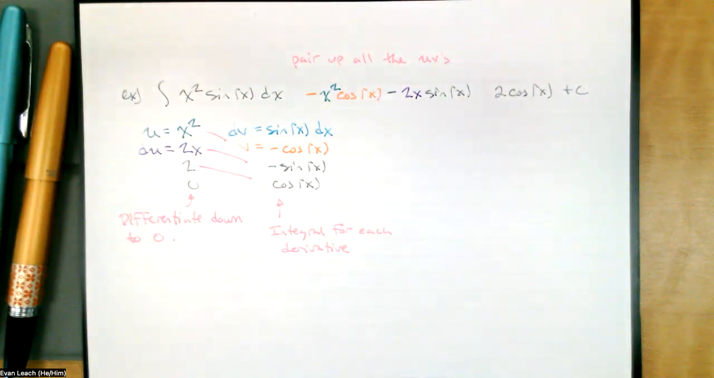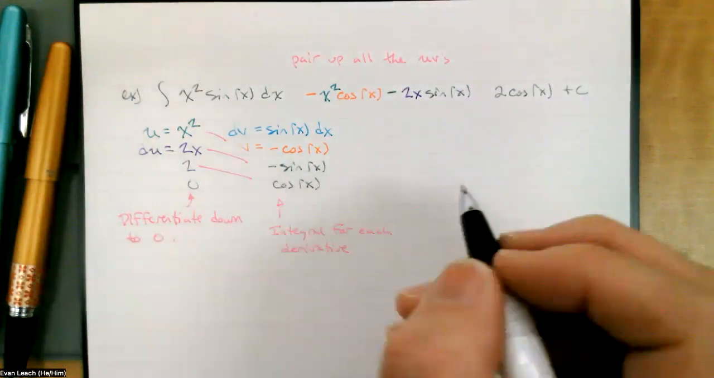Now remember the parts formula. You'll notice that I didn't fill in that last sign, and you'll also notice that it wasn't minus 2x sine x, it was plus 2x sine x. This is because the parts formula is uv minus the integral of v du. So what we're going to do is alternate: keep the sign, change the sign, keep the sign, change the sign.